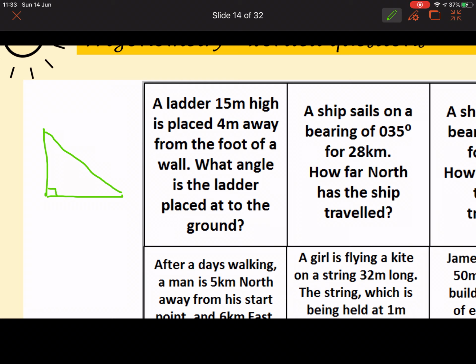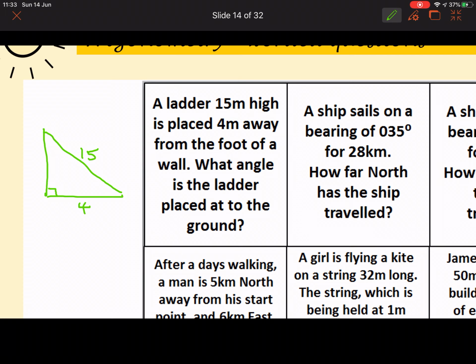I know that's my right angle, the ground and the wall generally at 90 degrees. So my information: the ladder is 15 metres high. That doesn't mean it's 15 metres high up the wall, it means the ladder is 15 metres long. So that's the diagonal, because that's my ladder leaning against the wall. It's placed 4 metres away from the foot of the wall, so that's my 4 metres.